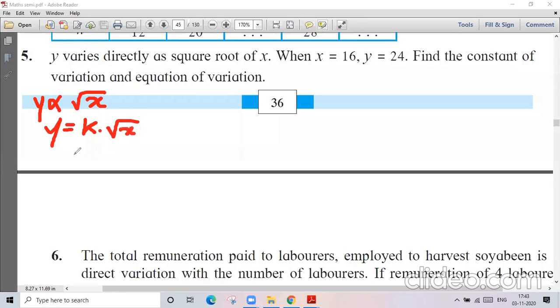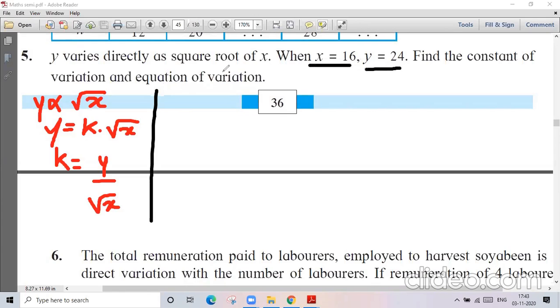Right? That means k is equal to y upon root x. This is the value of k. Now what is given to you? When x is equal to 16, y is equal to 24. आता तुम्हाला value काढायची आहे k. You have to find the value of k. So k is equal to y upon root x. Put the values, guys. क्या आएगा देखो.